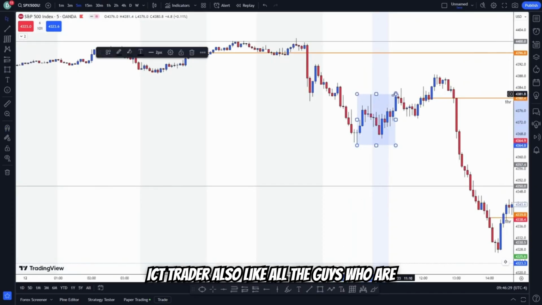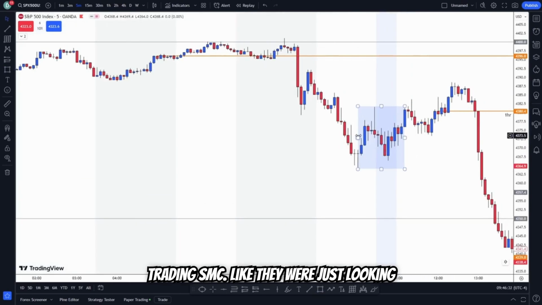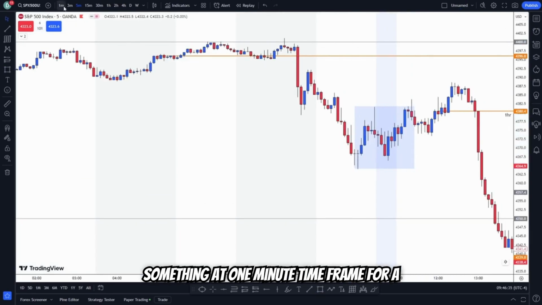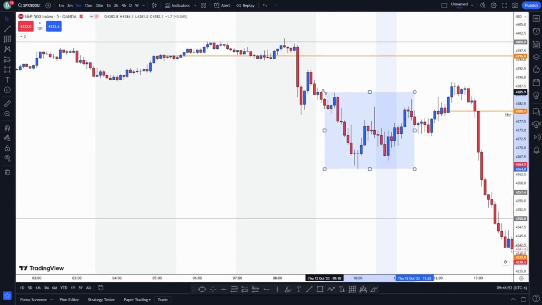See over here also, every trader was trying to do something. Every ICT trader, and all the guys trading SMC, were just looking over here and trying to make something on the 1 minute time frame for a buy or sell. What happened over here? Everybody got stopped out, everybody lost their account. Now, how do I get to know that the price is in a dealing range?